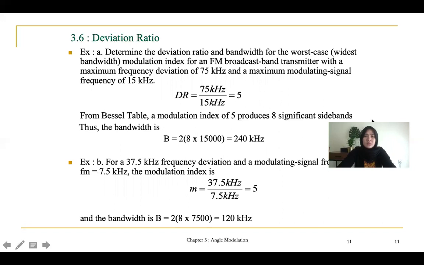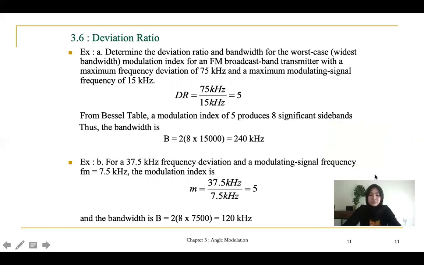Now let's look at this example. Example A: determine the deviation ratio and bandwidth for the worst case modulation index for an FM broadcast band transmitter with a maximum frequency deviation of 75 kHz and a maximum modulating signal frequency of 15 kHz.